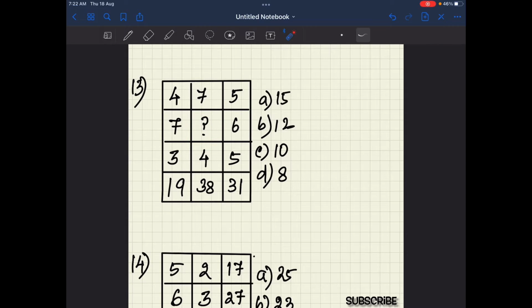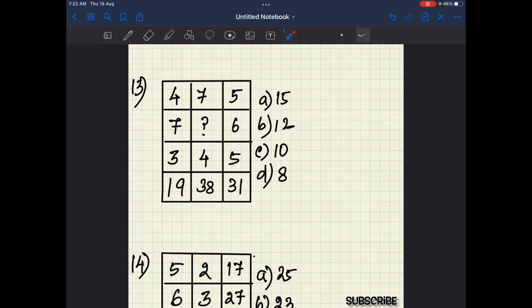If we see it carefully, 4 into 3 is 12, and if we add 12 plus 7, then it is 19. We have to do this one also in the same way. 5 into 5 is 25, and 25 plus 6 is 31. So what is happening? Row 1 is multiplied with row 3 and added with row 2. R1 into R3 plus R2. This function is happening.